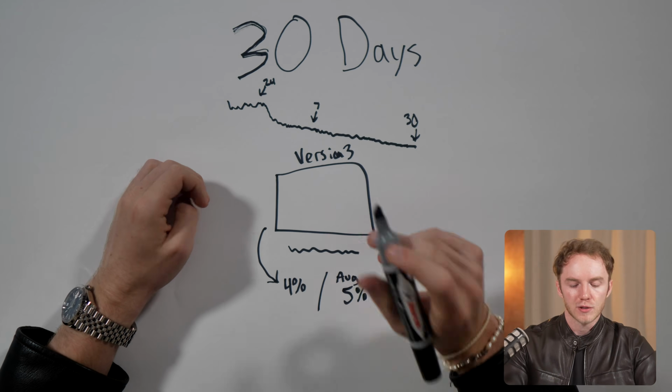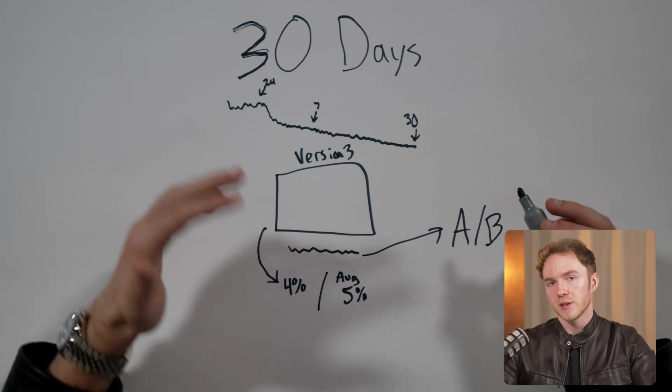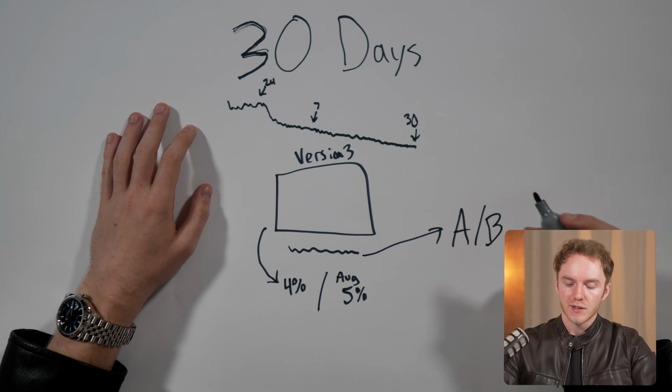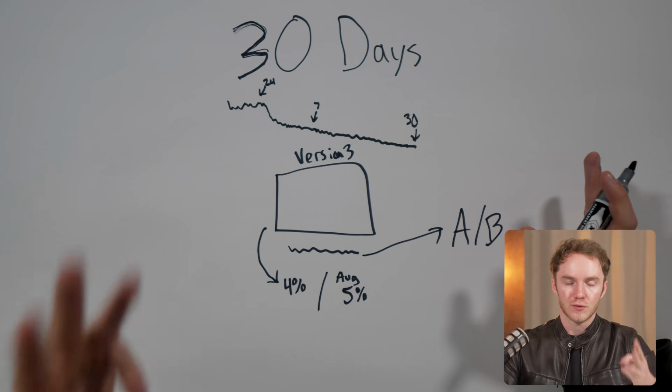But now what you want to do is run a title A/B test. So we are going to A/B test this between 7 to 14 days and see if we can get a higher CTR, because most of the time, if you've run 2 or 3 thumbnail A/B tests, your thumbnail is probably not the problem. So it's time to A/B test the title.